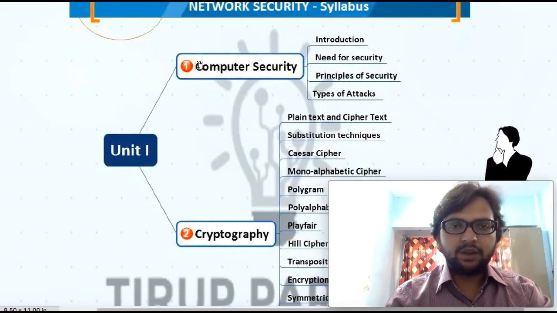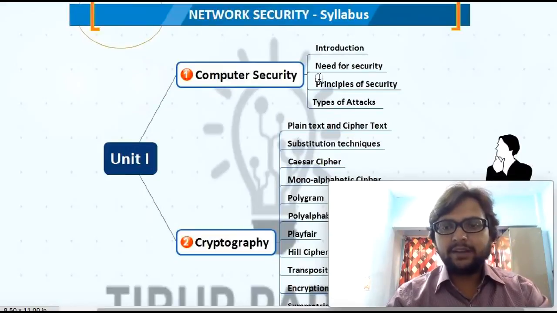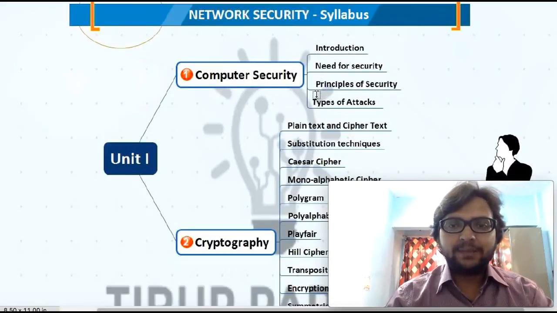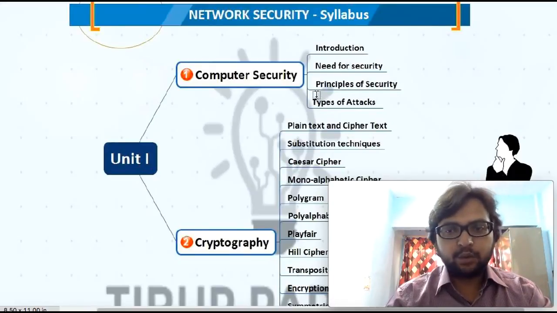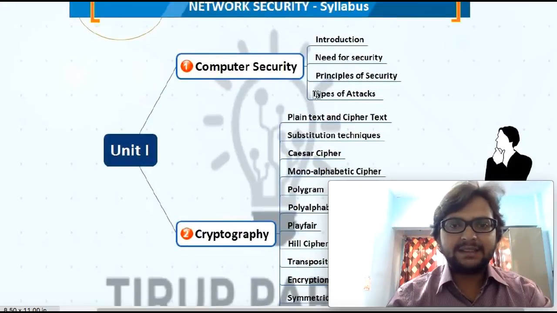First is computer security and second is cryptography. In computer security, we need to discuss these four parts: the introduction, what do you mean by computer security, why do we need computer security, what are the principles which are relevant to computer security, and which types of attack we should know. Because if we know the types of attack, then only it is possible for us to block or take precaution against those attacks. So that way we need to understand the types of different attacks as well.